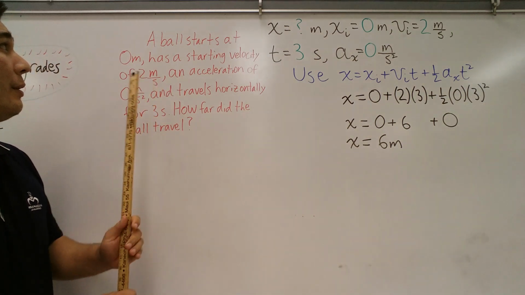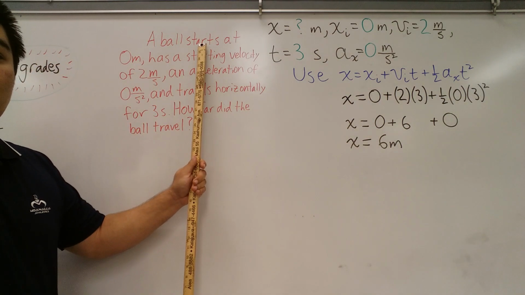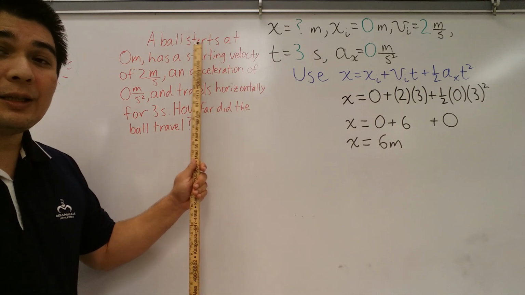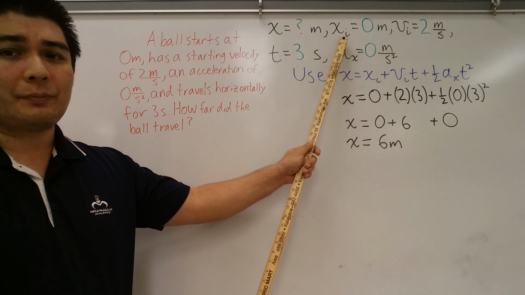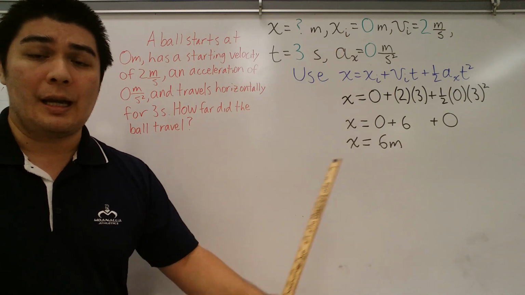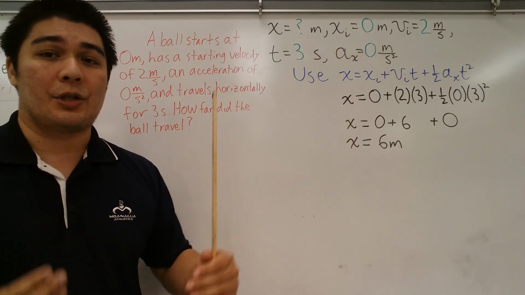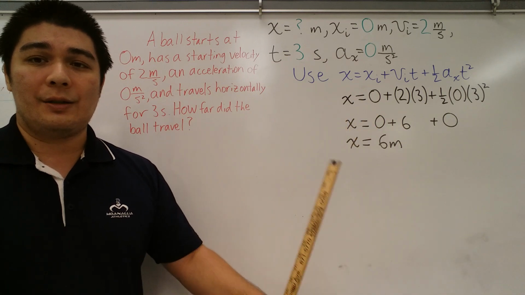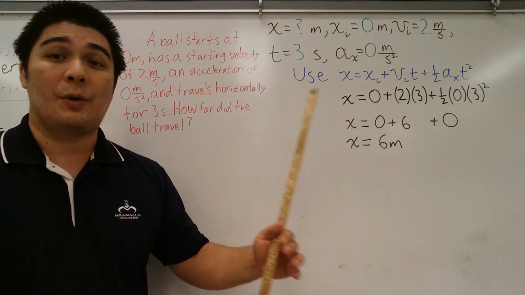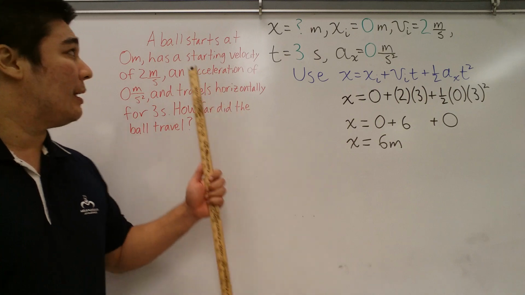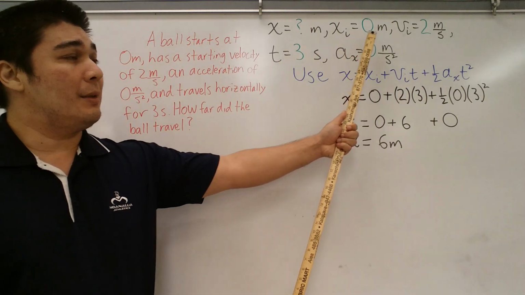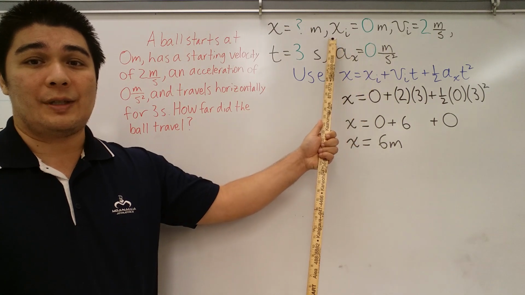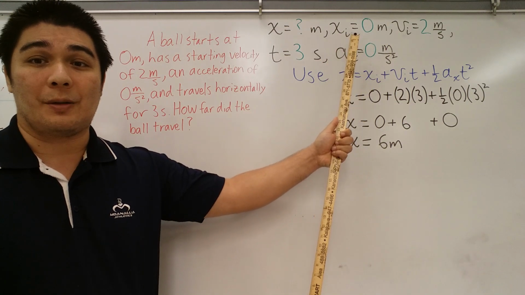We've got a ball and it starts. As soon as you see the word start, this should already tell you we're talking about some initial something, whether it's starting velocity or starting position. That should be one of the key words that you understand from this. So it starts at 0 meters. Well, that's a unit of distance, so we're talking about x initial.